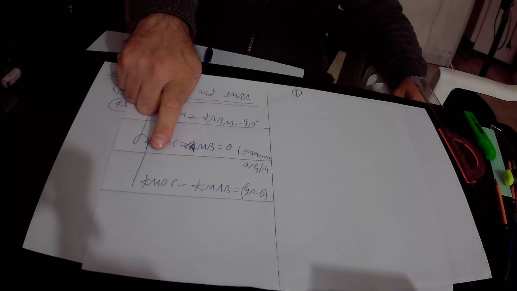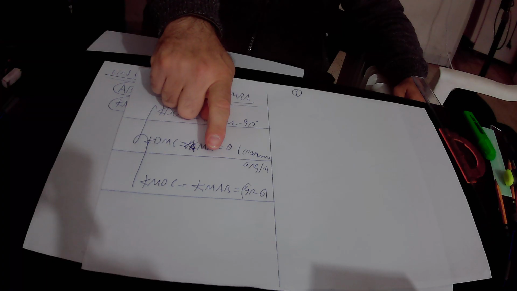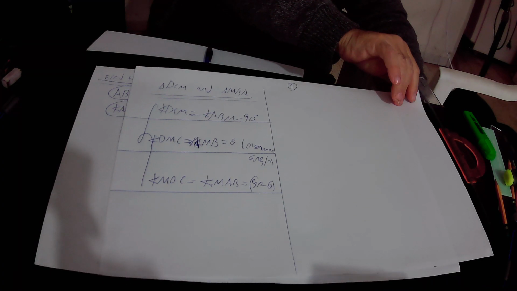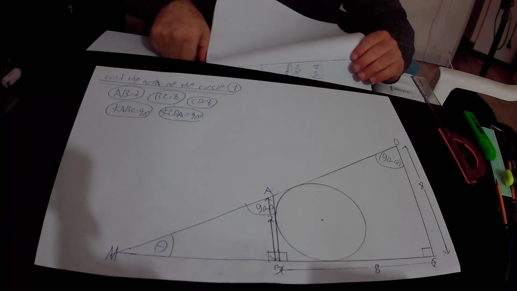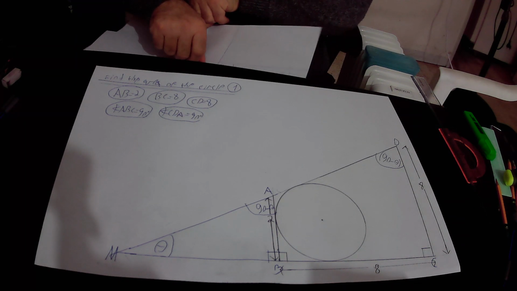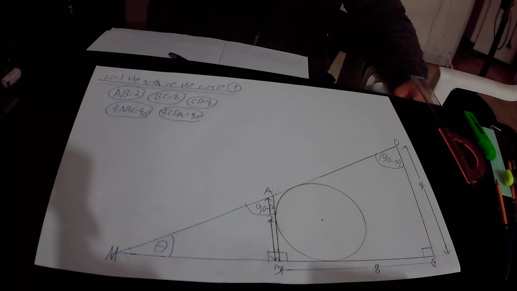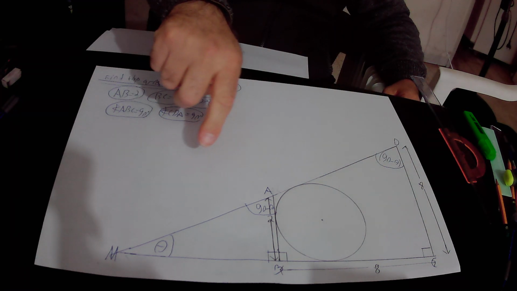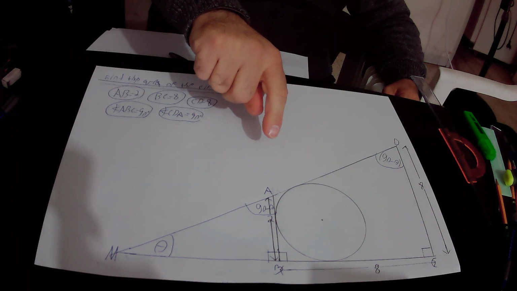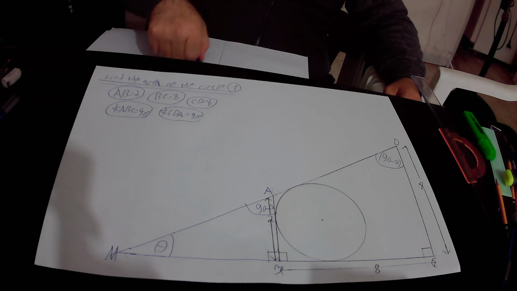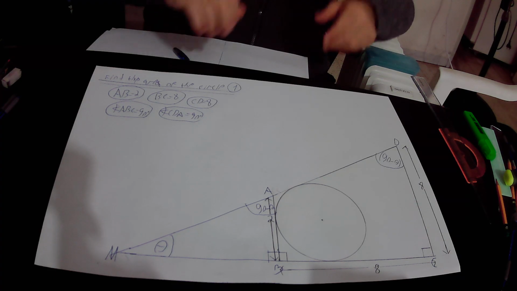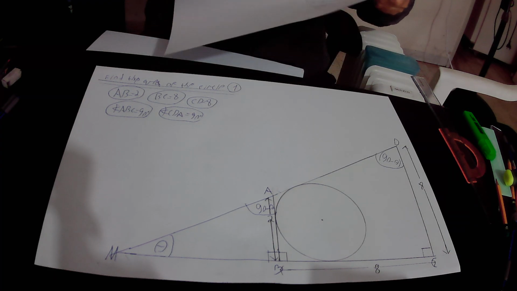Angle MDC in the big right triangle DCM equals angle MAB in the small right triangle MBA. They are both equal to 90 degrees minus theta, therefore they are equal to each other. So we actually prove that all three angles in the big right triangle DCM are correspondingly equal to all three angles in the small right triangle MBA. Therefore, those two right triangles are congruent to each other according to the angle similarity rule. So I write it down.